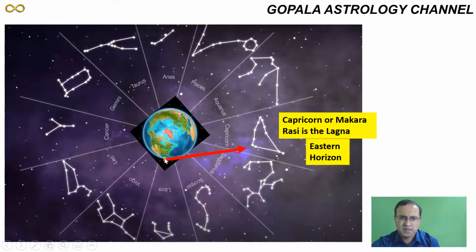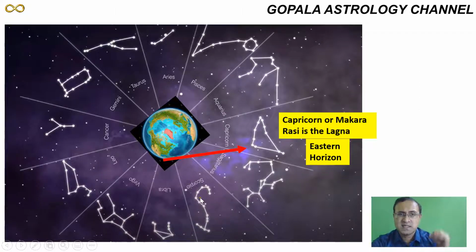Suppose you are living in the United States. If a baby is born in New York at any given point of time, I draw a tangent to the eastern horizon, and you can see that Capricorn in this case is the rising sign, or the Lagna. So it can be anywhere. Imagine after a while the Earth spins, and instead of New York, it may become Seattle, for example. At that time, we could have a rising sign of Scorpio.